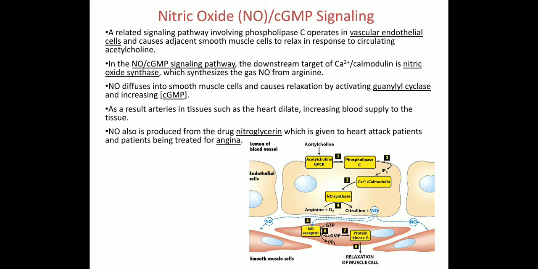A related cyclic signaling pathway involves phospholipase C, which operates in the vascular endothelial cells and causes the relaxation of the smooth muscle cells in response to circulating acetylcholine, in the nitric oxide or cyclic GMP pathway.